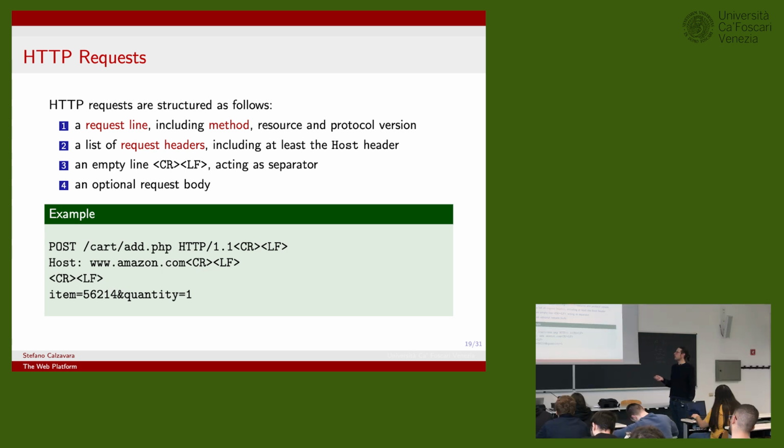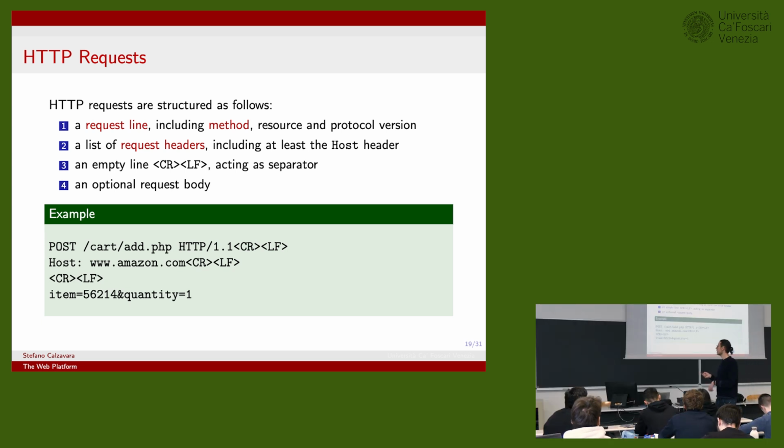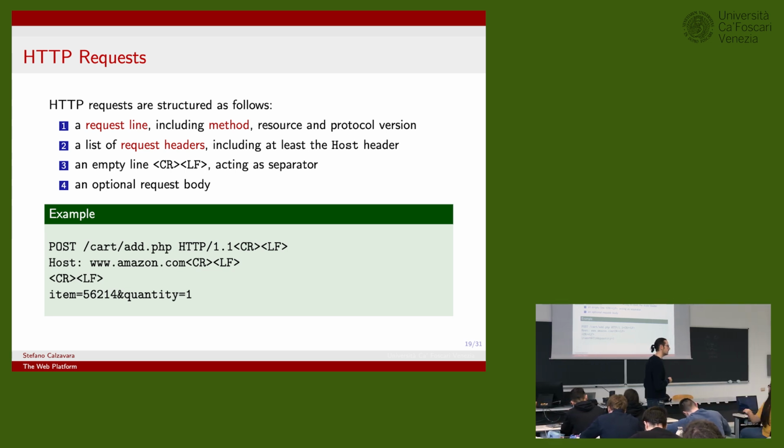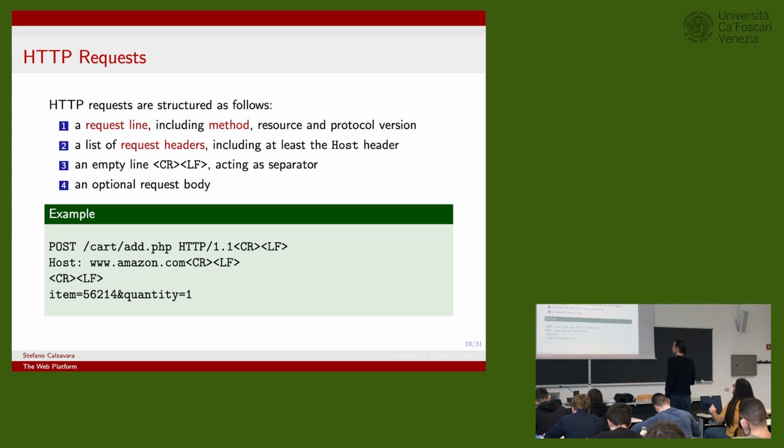You can put as many headers as you like, separated by line breaks, until you put an empty line. That's the separator between the header part and the body part. So after this empty line, you can put, optionally, a request body. So whatever content you want to communicate with the server, which doesn't fit the header. So in this case, we are telling the server, we want to add to the cart some item with this ID, and just one component suffices. Okay?